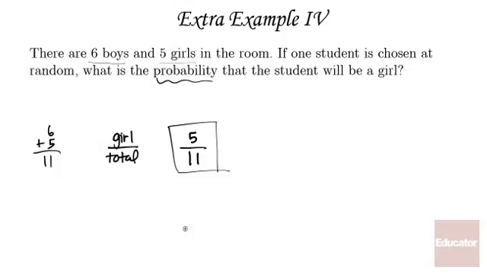Okay, this is the probability. If they ask for the ratio of girls to boys, then it would be 5 to 6. Okay? But again, probability is different. Total number has to go on the bottom.